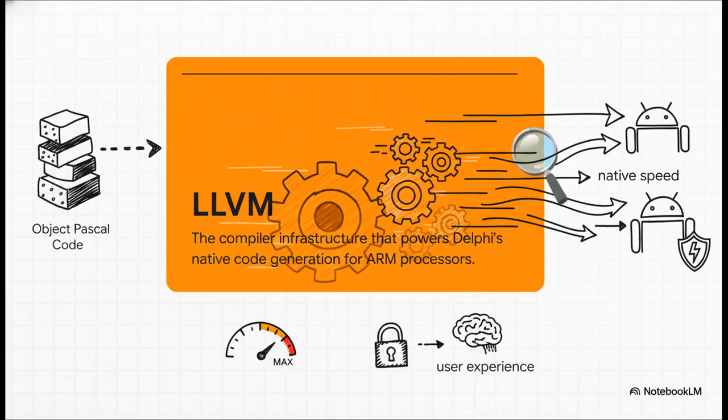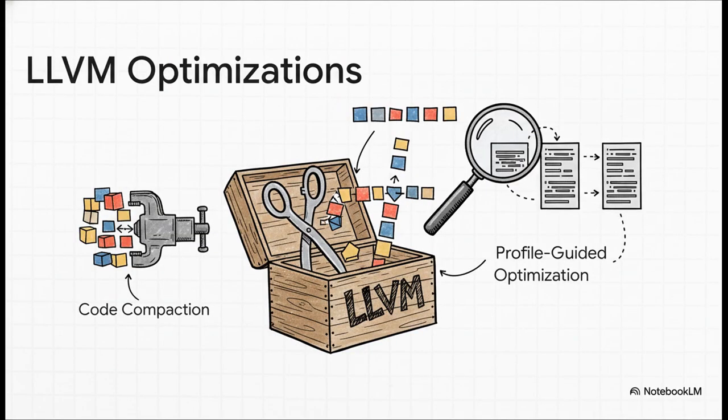It's this powerful engine that takes your Object Pascal code and transforms it into highly optimized machine instructions that run directly on the phone's ARM chip. We're not talking about interpreted code here. This is true, raw, native speed. And because Delphi is built on LLVM, you, the developer, get access to this incredible toolbox of advanced optimizations, basically for free. We're talking about amazing techniques like profile-guided optimization, which actually rearranges your code based on how it's used in the real world, and code compaction to make your app smaller and faster. This gives you the best possible performance baseline before you even start thinking about optimizing your own code.